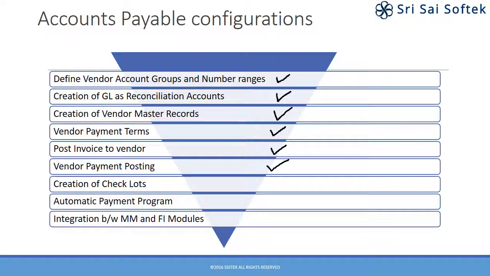In the automatic payment procedure, we would have created check lots that will help us to make the payment according to the check numbers that we already have with us. So all these are covered in what is called an automatic payment program. So this configuration is major in accounts payable.